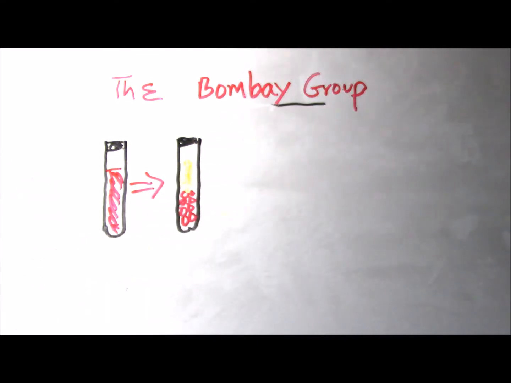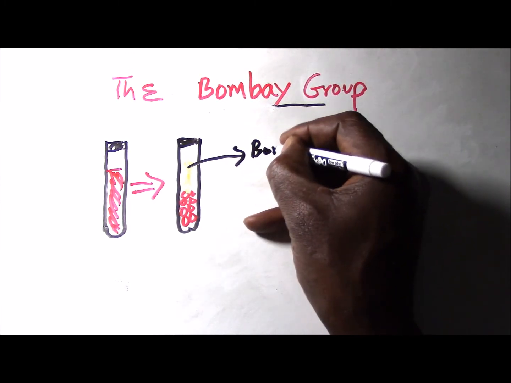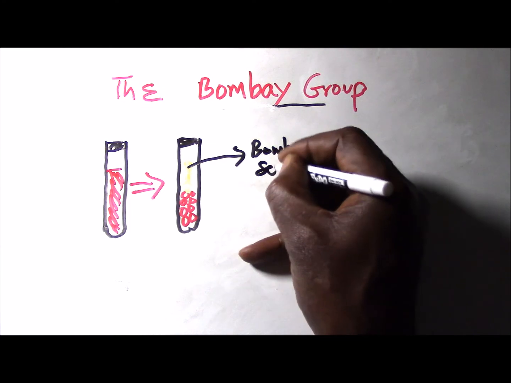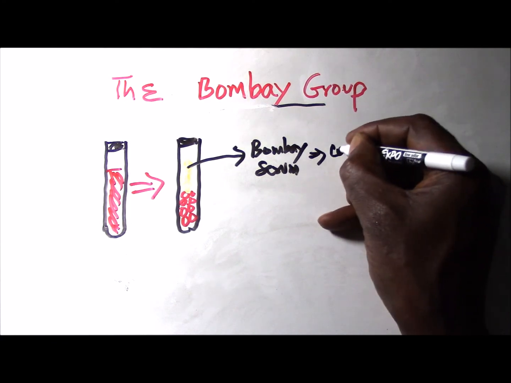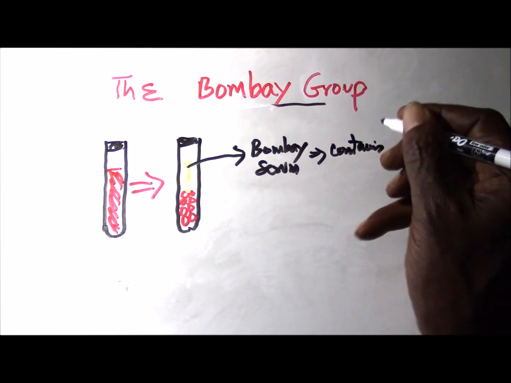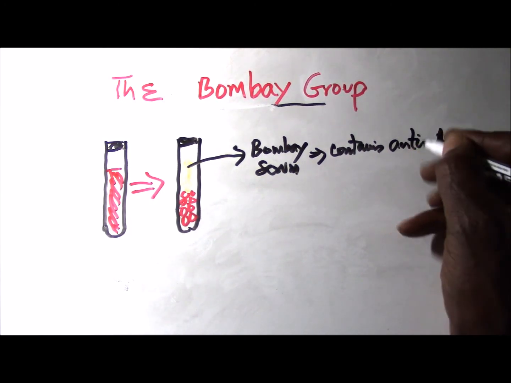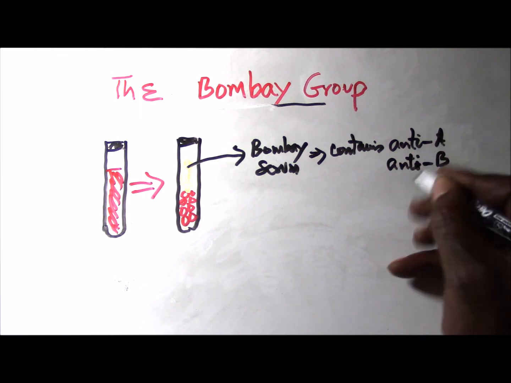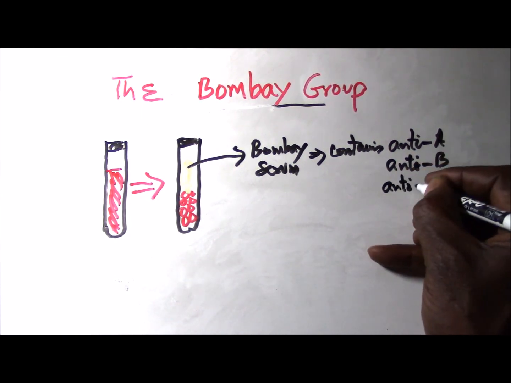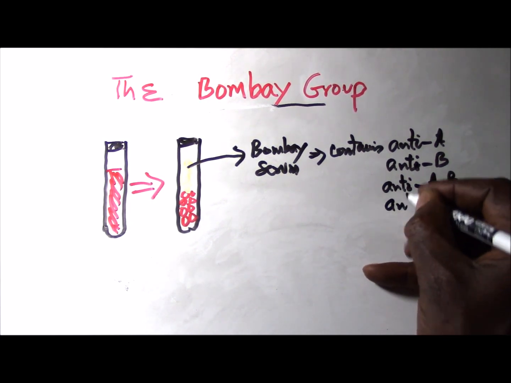Now here is what to know, all the parts you need for the exam. Number 1, that this Bombay serum contains anti-A. It also contains anti-B. It also contains anti-AB, and finally it contains anti-H.